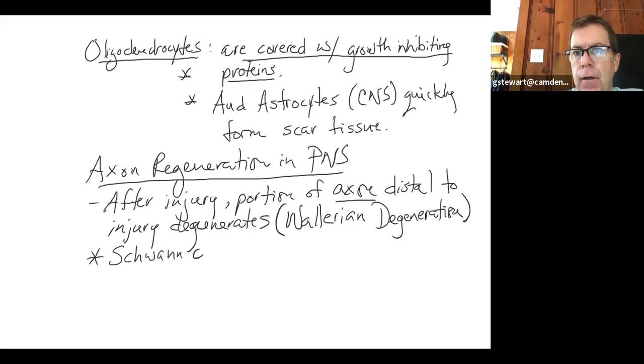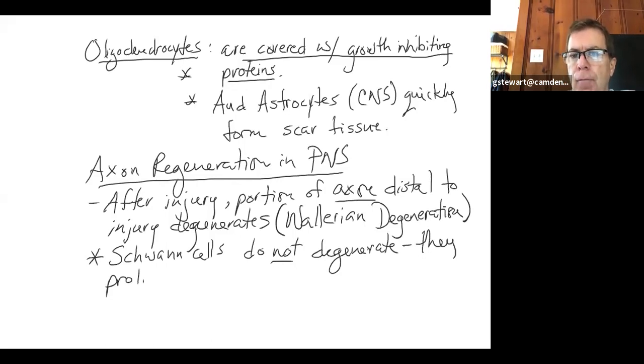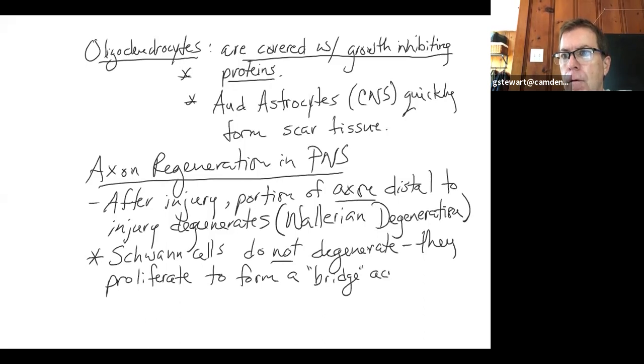Schwann cells are like magic cells. Schwann cells do not degenerate. That's key to this whole regeneration process. After injury, they start to proliferate. That means they multiply. And they form this bridge over the injured area. I'm just going to write bridge across injury.